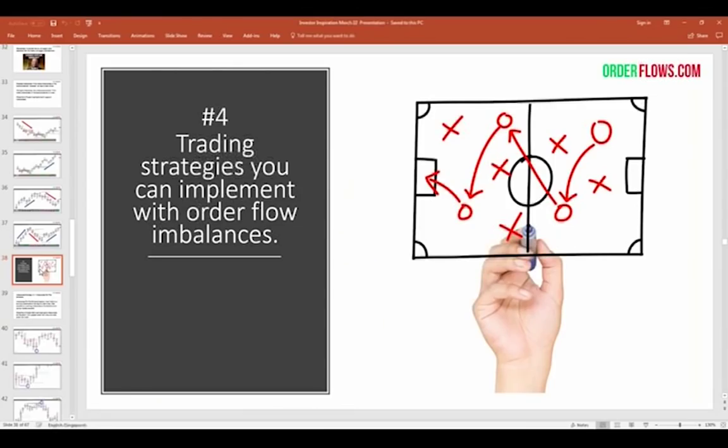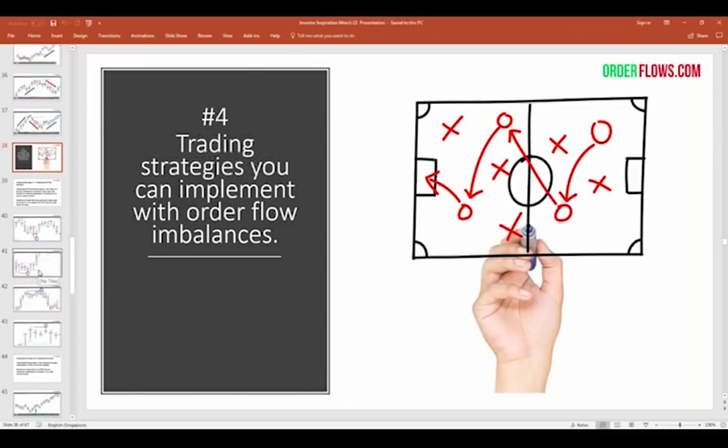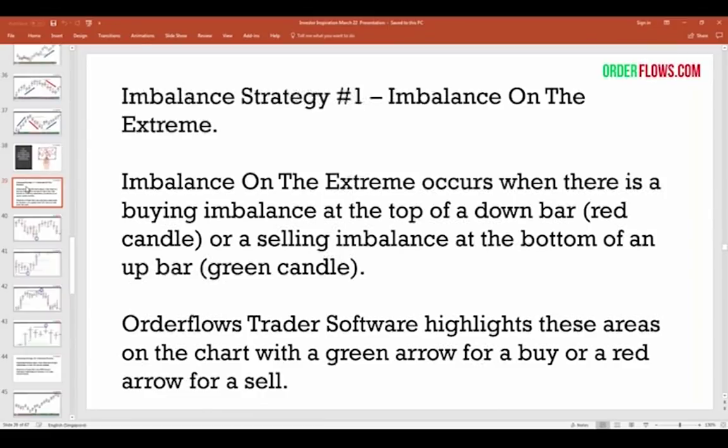So the fourth thing I'll cover today really quick is a couple of strategies you can implement with order flow imbalances. If you use my software, it's very easy, but if you're using another company's software, you can still use it. You just have to know what to look for, and I'll try to explain it a little bit here so that you can understand it. So the first one is imbalance on the extreme. This one is coded into the Orderflows Trader software, and it occurs when there's a buying imbalance at the top of a down bar, a red candle, or a selling imbalance at the bottom of an up bar, a green candle.